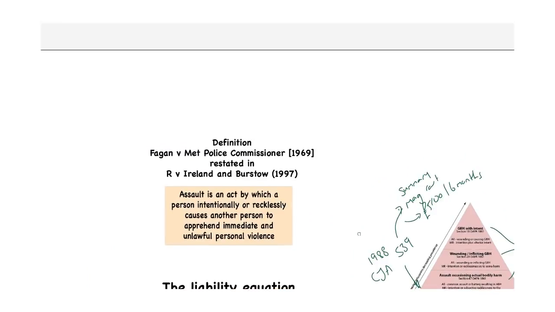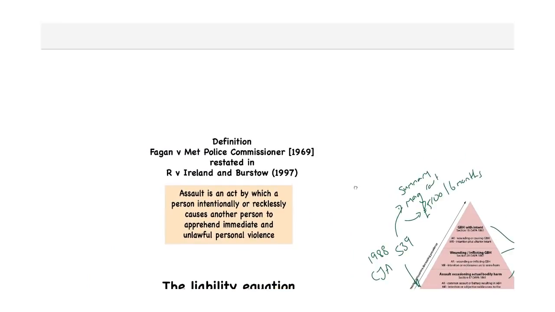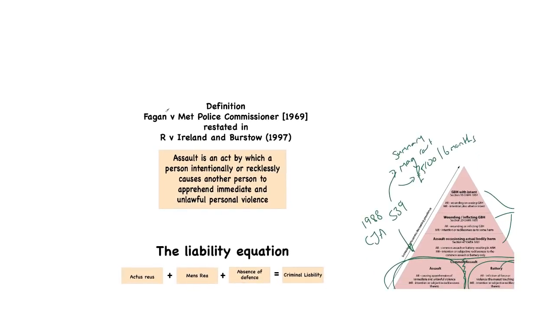And the common law definition was clearly stated in the appeal to the House of Lords from Fagan versus the Metropolitan Police Commissioner. If you remember, in Fagan, it's the case where the Irishman parked his car on the police officer's foot, and we use it to look at contemporaneity or coincidence. The Lords in Fagan made it very clear that their preferred definition for assault was an act by which a person intentionally or recklessly causes another person to apprehend immediate and unlawful personal violence.